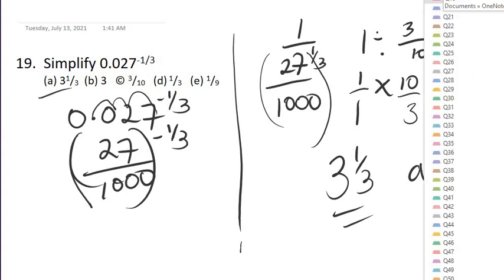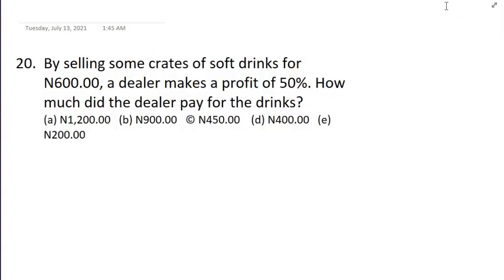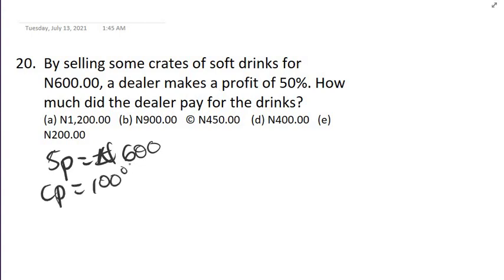Let's look at question 20. By selling some crates of soft drinks for 600 naira, a dealer makes a profit of 50%. How much did the seller pay for the drinks? The selling price was given, so selling price SP equals 600 naira. Cost price was not given, but I want you to know that in fraction, cost price is always 100%.